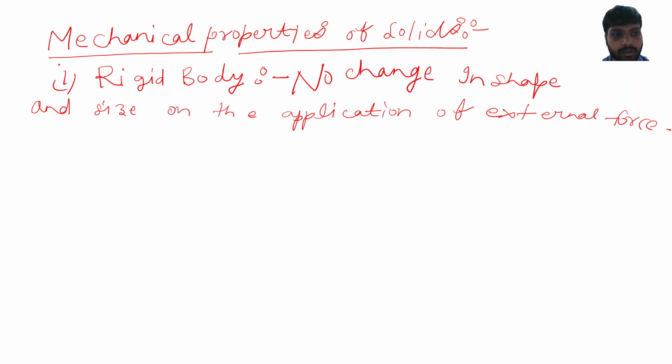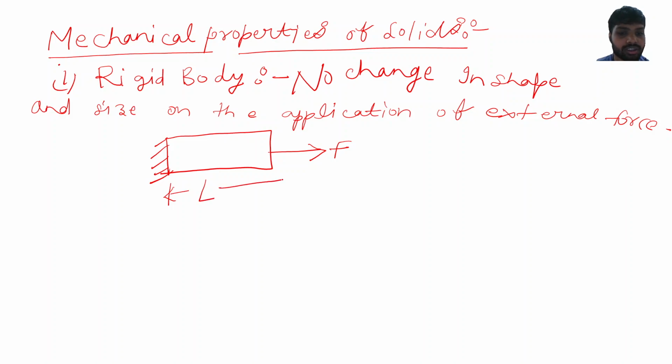Let's understand more clearly with the help of an example. Let us consider a body which is fixed at one end and free at the other end. If we apply a force of magnitude F, then there will be no change in the length of this body. So for this rigid body, delta L equals 0, where delta L is the change in the length of the body.